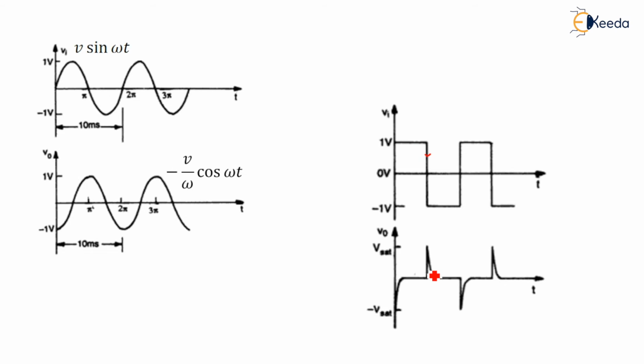The output voltage is equal to the rate of change of input voltage with respect to time. So if Vin is equal to a constant amplitude A, the output will be the derivative of this, which is 0. That's why the output voltage is 0 when the input voltage is at the constant A.